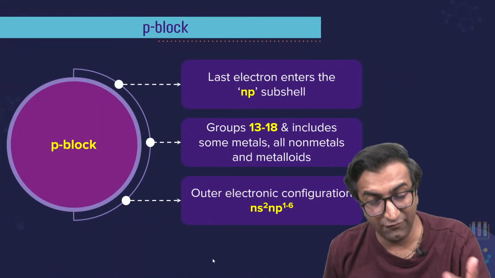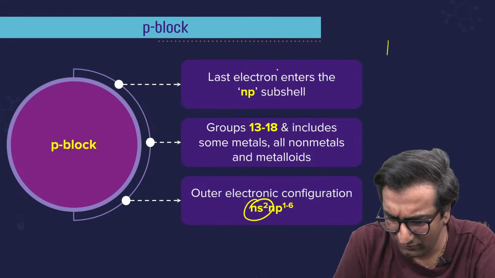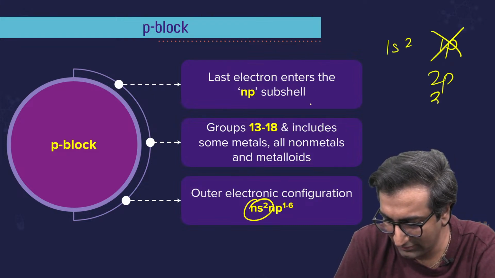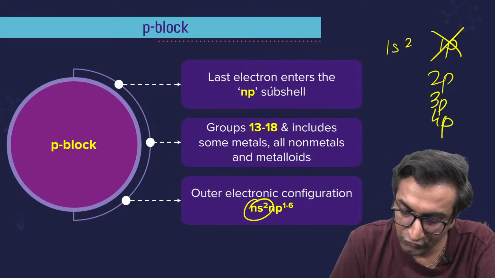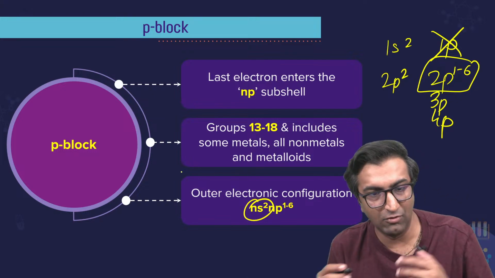So what is their configuration? You fix ns2, I've fixed that. There is no 1p. 1p does not exist. You go from 2p, 3p, 4p and so on. So you have 2p1 to 2p6. So these are all p block elements.